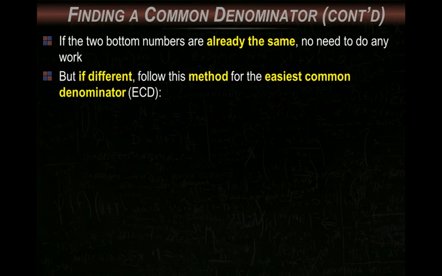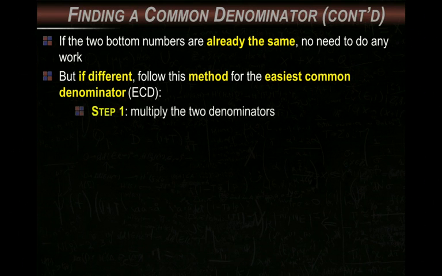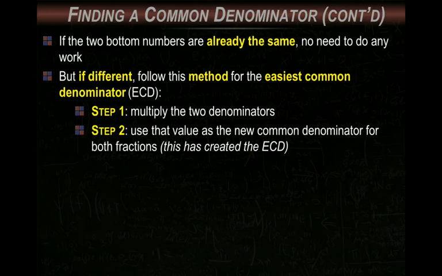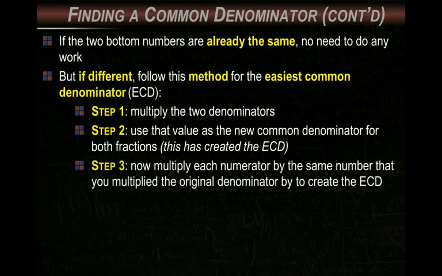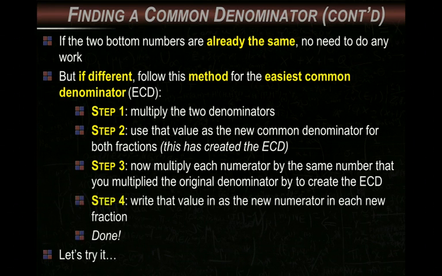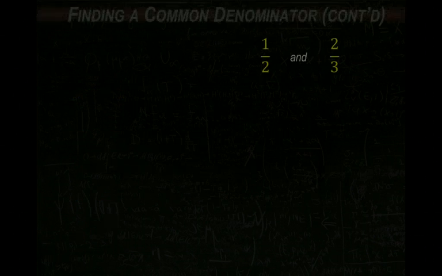To find the easiest common denominator between two fractions, multiply the two denominators. Okay? So that's going to be hopefully fairly easy. Then use the answer you get as the new common denominator, the new easy common denominator, or ECD. Then multiply each numerator by the same number that you multiplied the original denominator by to create that ECD. And then write that value as the new numerator. Now, let's see an example of this. Okay? So there are only 4 steps to coming up with the easiest common denominator.